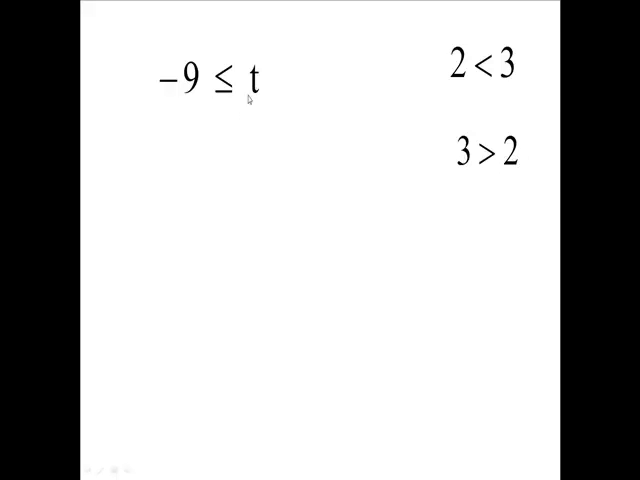But I could put the t first and then the -9, as long as the point of this operation points at the -9. So if we point it at the -9, I could put the t first. Alright? Now, that says that if -9 is less than or equal to t, then t is going to be greater than or equal to -9.